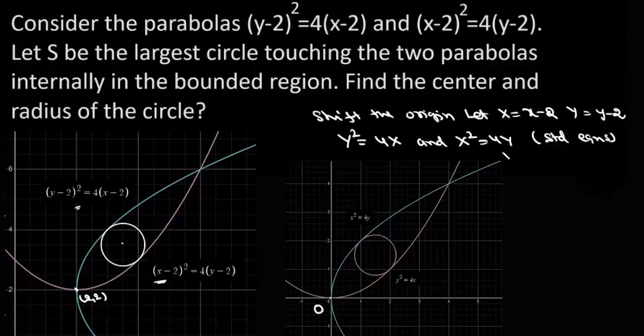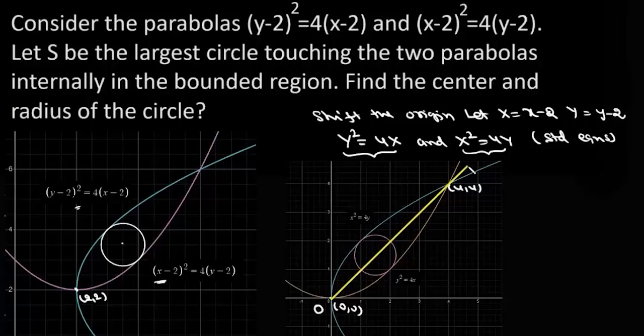Now if we solve these two equations, we already know their points of intersection are (0, 0) and (4, 4). y^2 = 4x and x^2 = 4y are inverse images of each other, so basically they are reflections of each other about the line y = x. From symmetry we can say that the center of this circle will lie on this line, and suppose this center is (h, h).